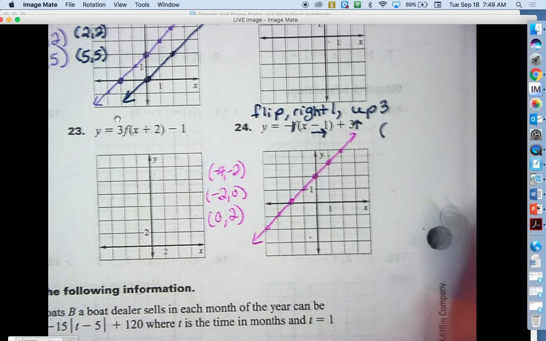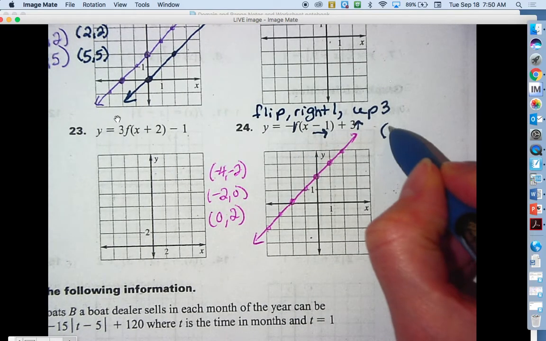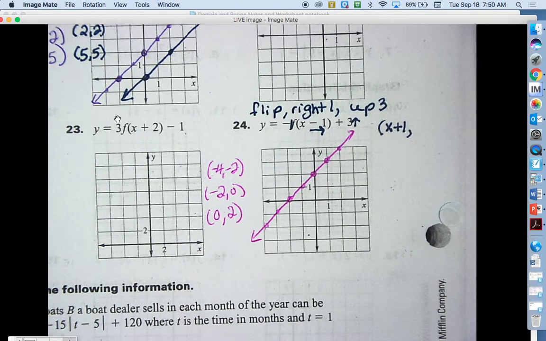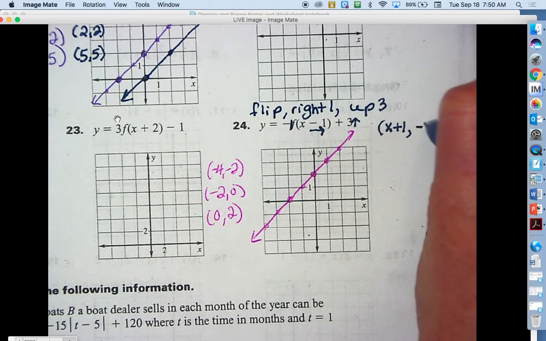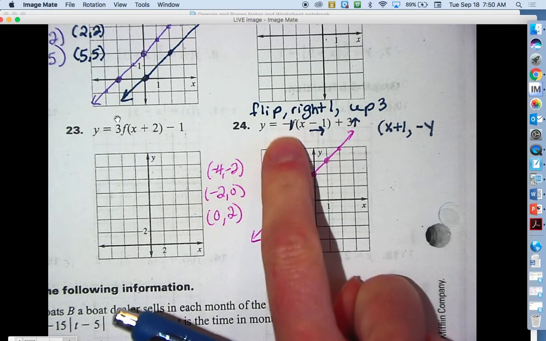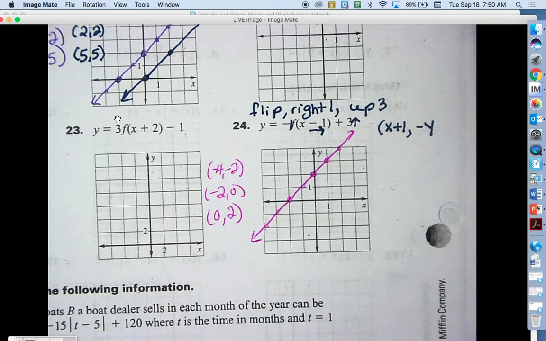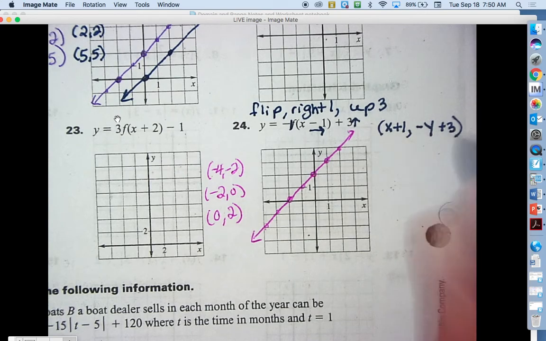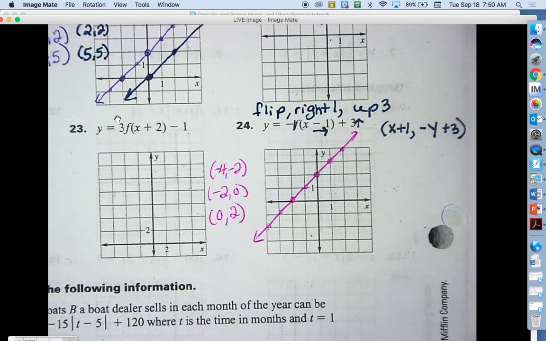The first thing, if it's moving right 1, that changes x. So all my x values need to be shifted to the right, which means I'm really adding 1 to x. If the graph is flipping over the x-axis, that means the y becomes negative because it says negative in front of f. So you're really taking negative y, or negative f of x. And then we also need to add 3 to shift it up. Anything you're doing vertically is affecting the y.